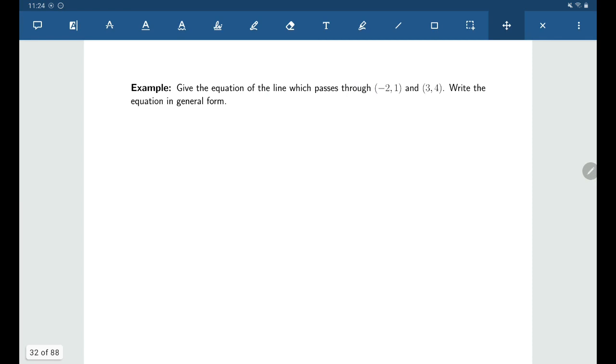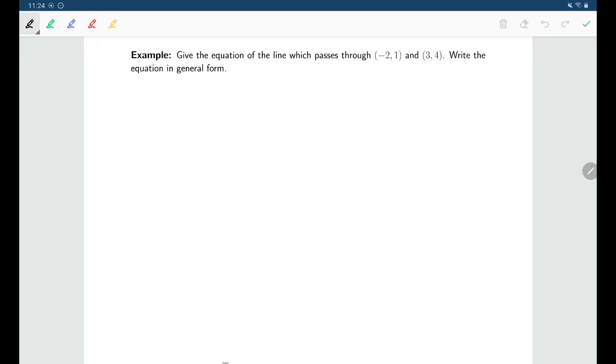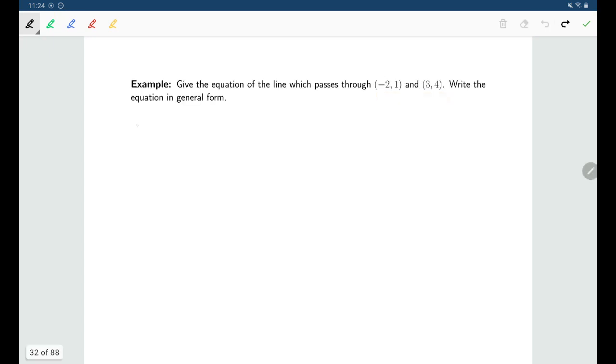So in this example, we want to find the equation of the line that passes through those 2 points and then give our equation in general form. So no graphing with this one, we're just going to write an equation. If I want the equation of a line, I'm probably going to be using slope point form. I've got lots of points, I don't have a slope, so my first move is to calculate what my slope is.